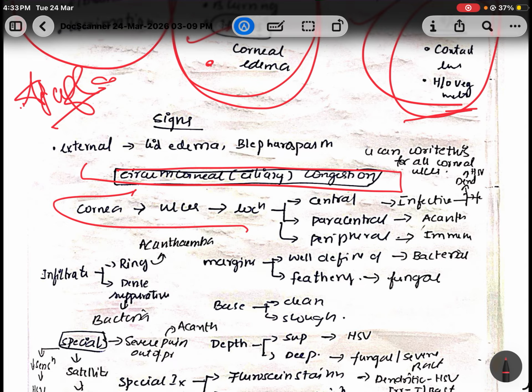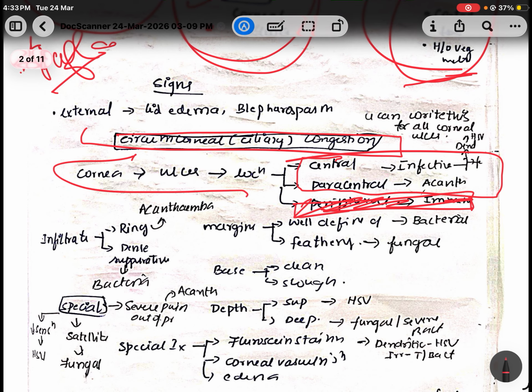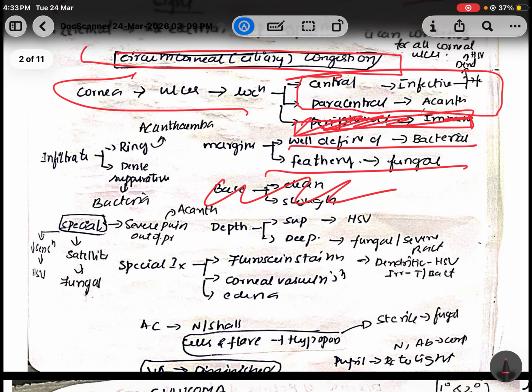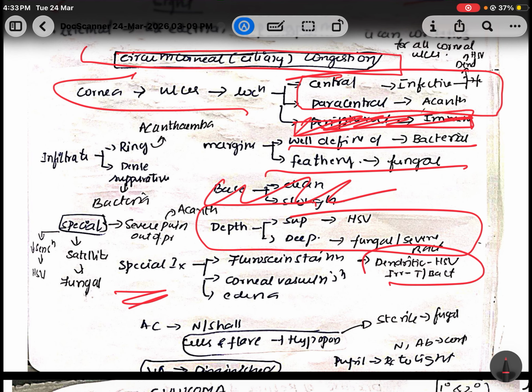Coming to the ulcer location, if it's central, then it might be infective. Peripheral is immune, and you can forget this because there are no RS questions, right? So basically you have to remember about central and paracentral. Then, well defined and feathery. Then the base, if you want you can write, but this is the major important thing because this itself is a differentiating factor. Then special investigation, obviously you can write about this.